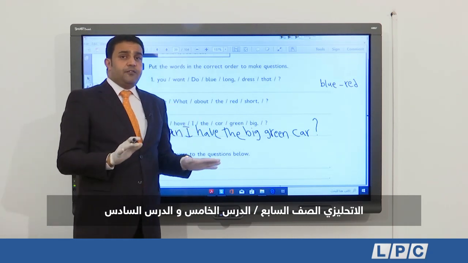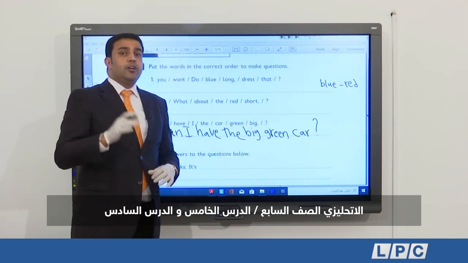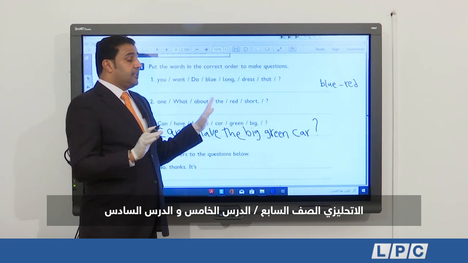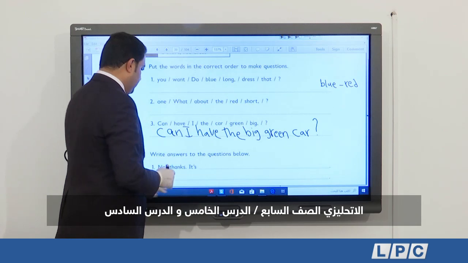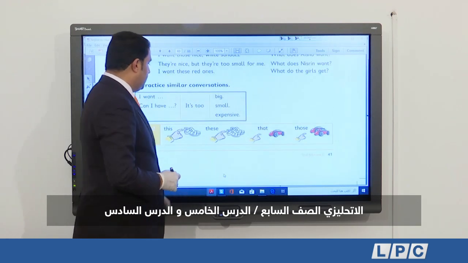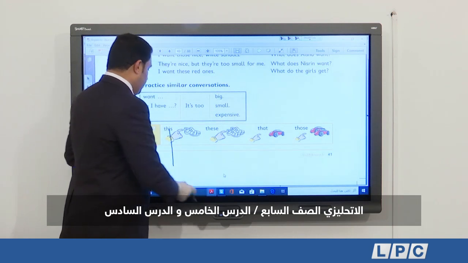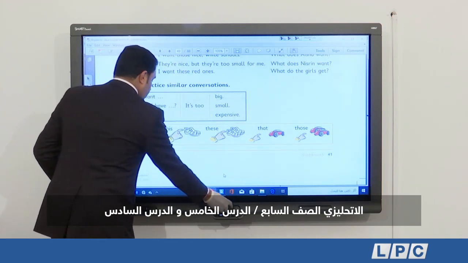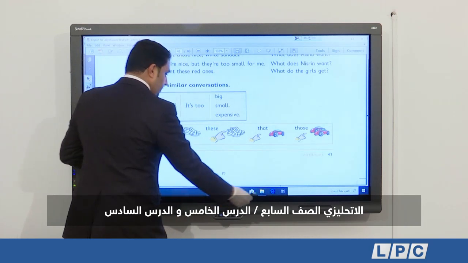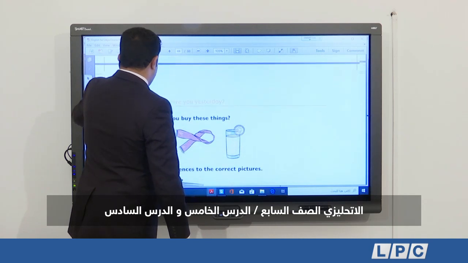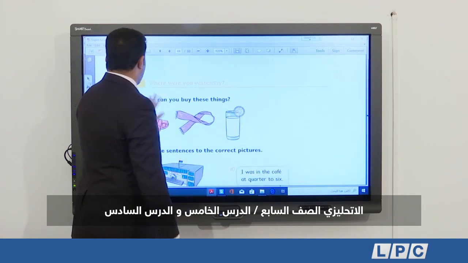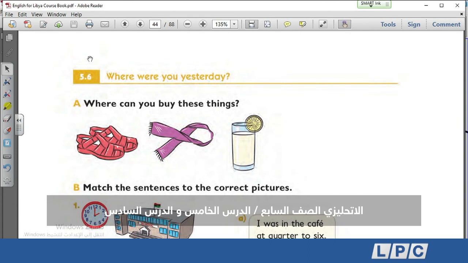As we finish lesson 5 in unit 5, we are going to go to lesson 6 in unit 5. Very good. Right, so open your book on page 42. Where were you yesterday? Ready for that? Lesson 6, Unit 5. Let's start.